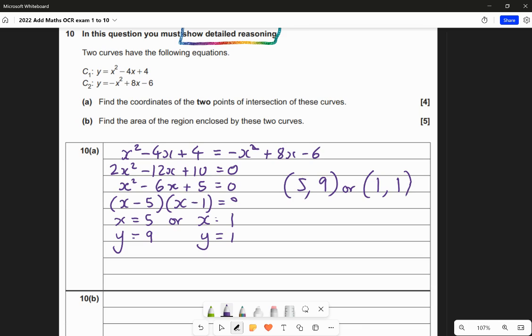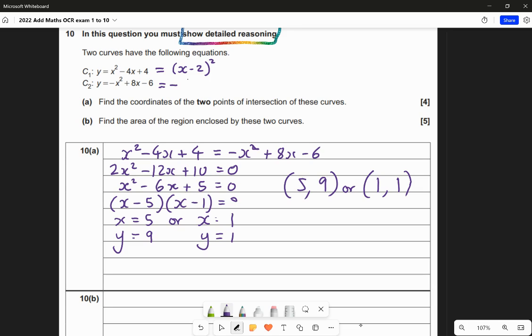Part B, find the area of the region enclosed by the two curves. Ooh, nice. I really like sketching these problems out. So I'm going to do a little bit of algebra just to help me sketch them out. I'm going to rewrite the first equation in completed square form. So that's just x minus 2 all squared. And the other one is, if I take a factor of negative 1 out of minus x squared plus 8x, then I get negative of x squared minus 8x.